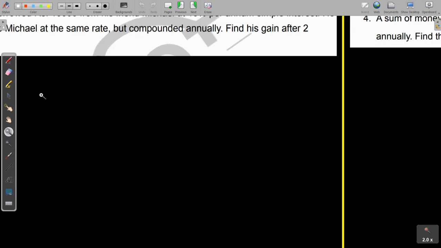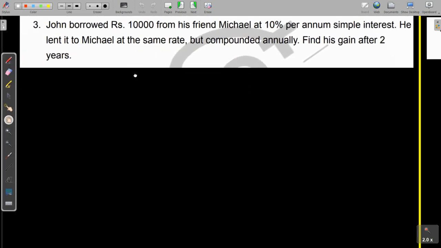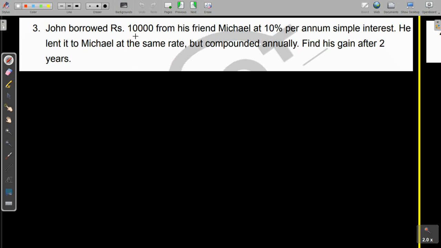Question number 3. John borrowed some amount from his friend Michael at 10% per annum simple interest. Then he lent it to Michael at the same... John borrowed from his friend. Okay, the question is not exactly what I wanted. John borrowed rupees 10,000 from his friend Michael at 10% per annum simple interest. He lent it to Michael at the same rate, but compounded annually.